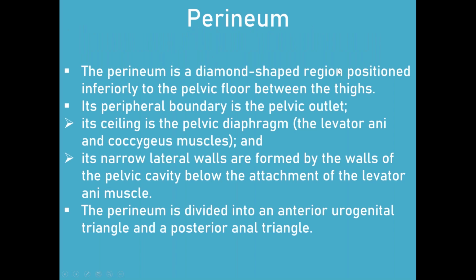So what about the perineum? We said before the vulva contains the female external genitalia and the perineum. So first we discuss the female external genitalia, then we'll discuss the perineum. So what is the perineum? It's a diamond-shaped region positioned inferiorly to the pelvic floor. So we have a picture to show the perineal area.